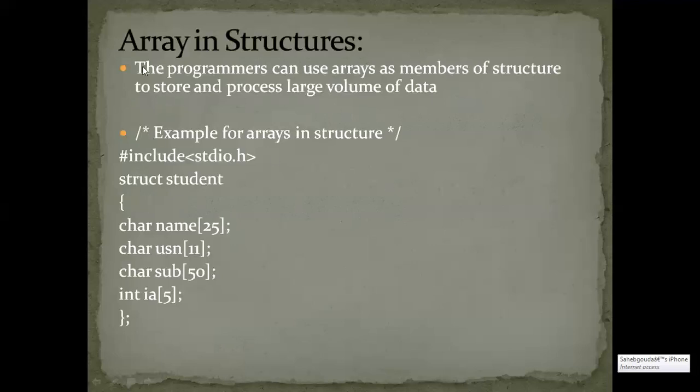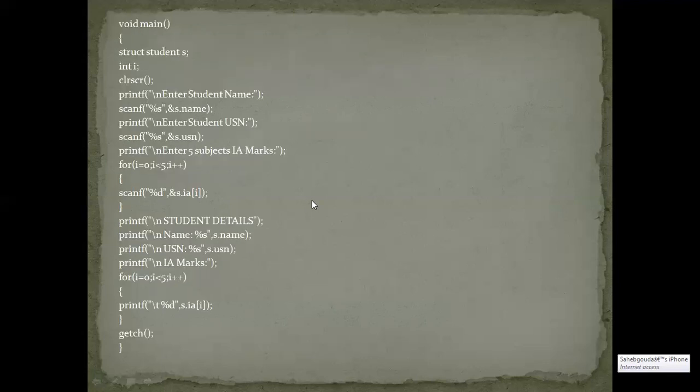Okay, here array in structure. The programmers can use array as members of structure to store and process the large volume of data. The example for array in structure, we have again the student information. So we have the members of the student, that is name, USN, subject and IA. These are members of the student. So here, this is a program with respect to arrays in structure. This is a C program to read and display student name, USN and 5 subject IA marks using the structure concept. So this is a simple program.